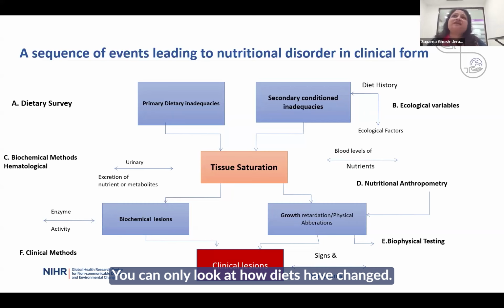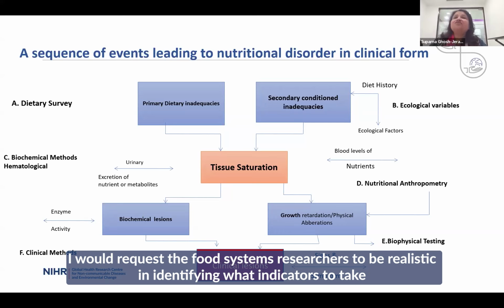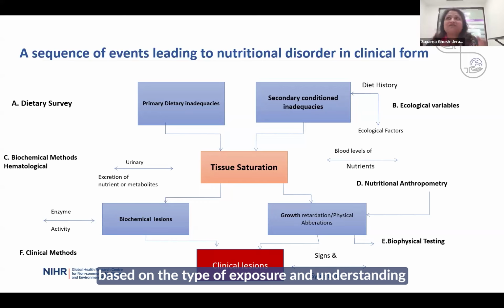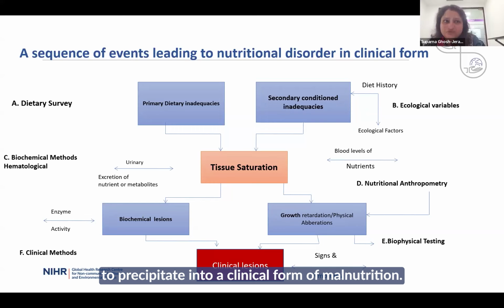Or if you have given an intervention for 1 year and you want to see if stunting has reduced in a population, well, I would request the food systems researchers to be realistic in identifying what indicators to take based on the time of exposure and understanding what it takes to translate a nutritional or a dietary insult to precipitate into a clinical form of malnutrition.